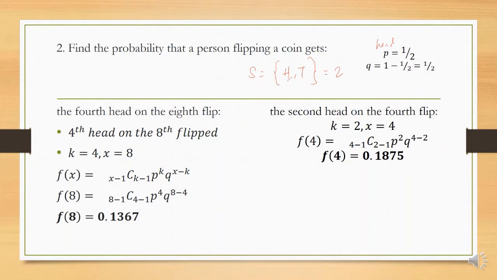So, eto siya, oh, 4th head on the 8th flip. Ang K natin ay 4. Ang X natin ay 8. We use the formula and then we substitute. Of course, this P is equal to 0.5. And also, this one is 0.5. So, when we get the calculator and solve, we get 13.67% chances of getting the 4th head on the 8th flip.